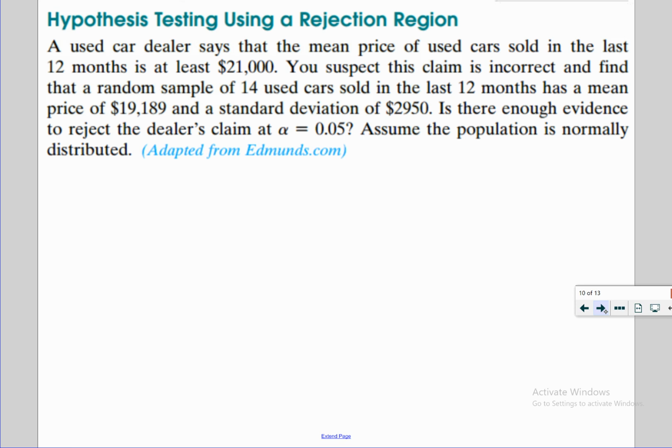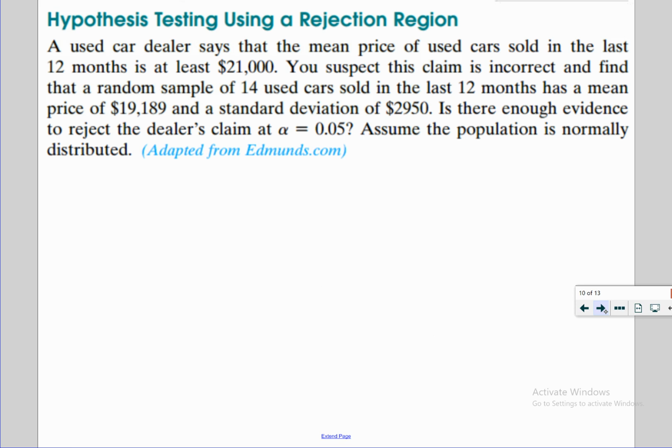All right, so it says a used car dealer says the mean price of used cars sold in the last 12 months is at least $21,000. You suspect this claim is incorrect and find that a random sample of 14 used cars sold in the last 12 months has a mean of 19,189 with a standard deviation of 2950. Is there enough evidence to reject the dealer's claim at a level of significance of 0.05? Assume the population is normally distributed.